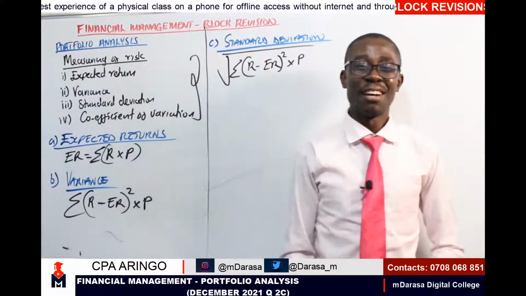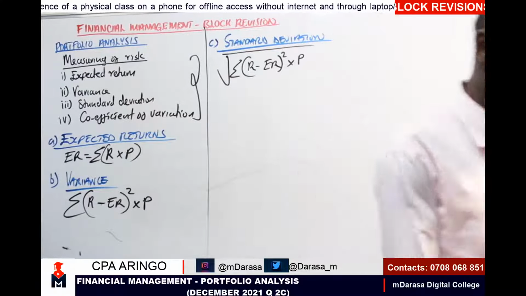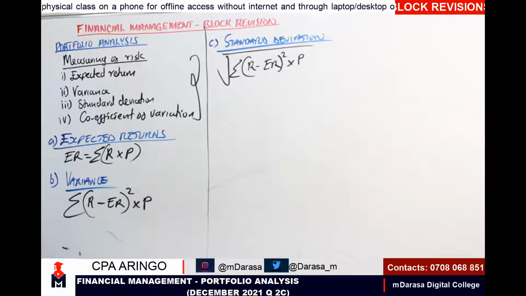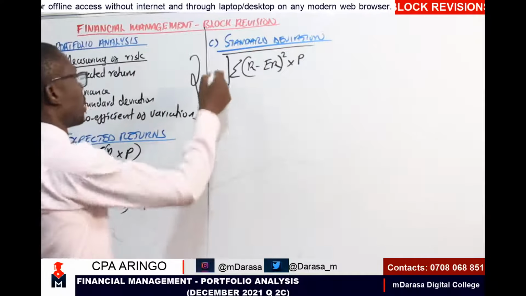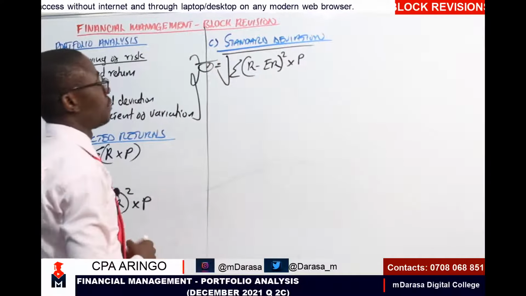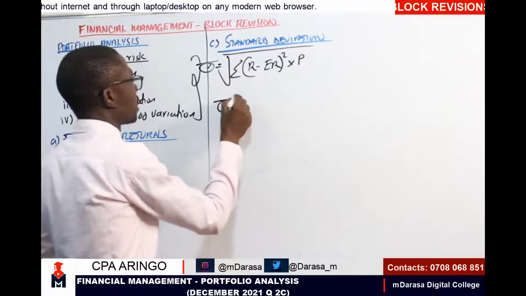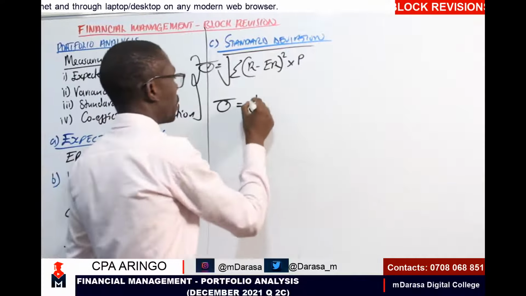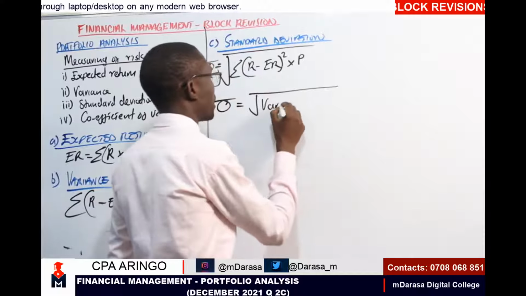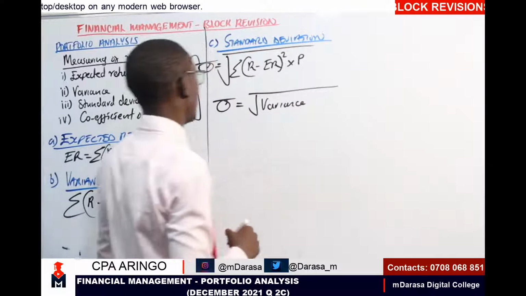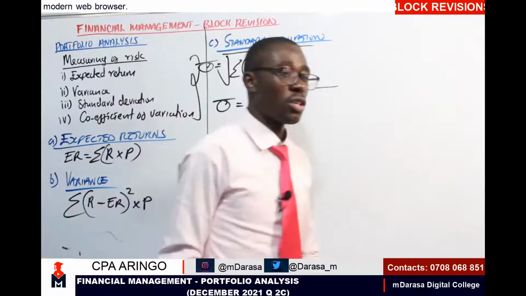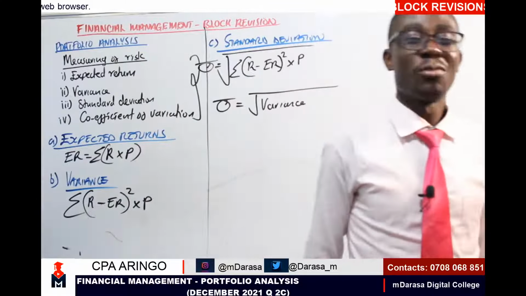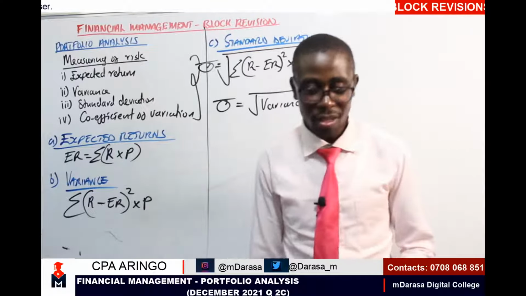Simple, right? I'm only going to introduce a square root on the formula of the variance. So therefore, this would give us our standard deviation. In simple terms, our standard deviation is basically the square root of our variance. As simple as that.